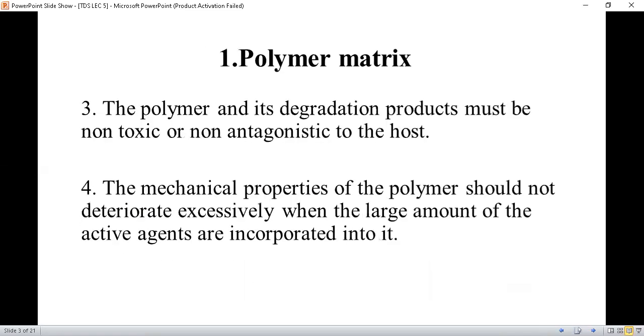Let's proceed further. Third property: the polymer and its degradation products must be non-toxic or non-antagonistic to the host. It means if you apply a polymer and that polymer may degrade, the products released after the degradation must not be toxic to the skin or cause any type of irritation or reaction. The mechanical properties of the polymer should not deteriorate excessively when a large amount of the active agent is incorporated in it. It means polymers must have the ability to incorporate a sufficient quantity of drug as per requirement.